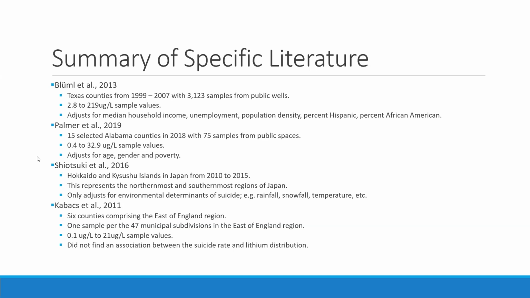The example of Shitsuki and Kabax, these are two studies where there's some problems with them. This one in Japan only accounts for environmental determinants of suicide, and this one from Kabax in England is actually an interesting disproval of the other literature, where it did not find this association. Interestingly, it is actually the one that found the lowest lithium levels for the region overall compared to the other literature.